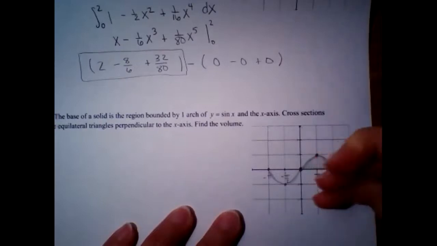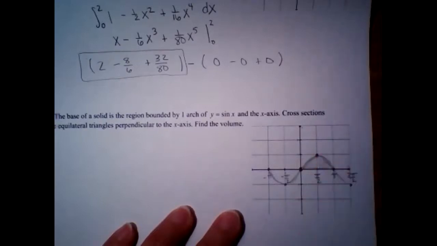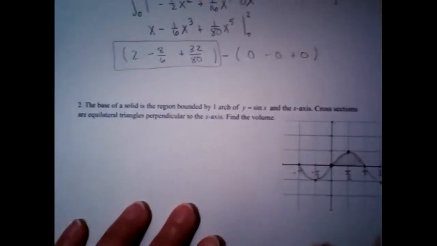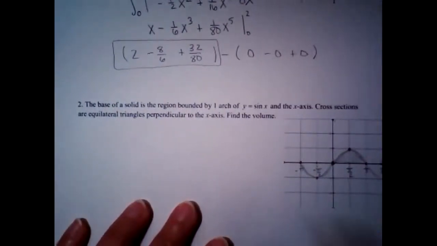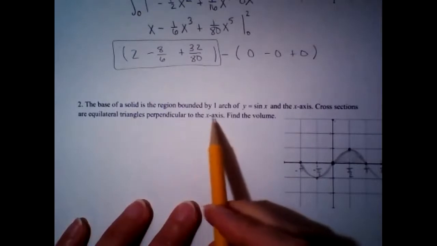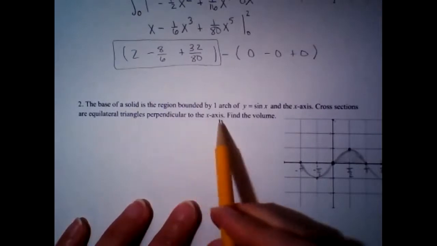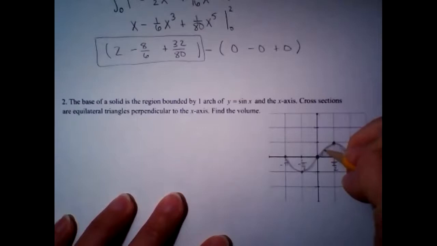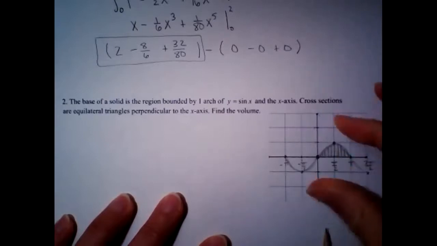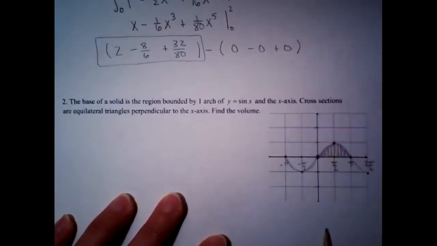And you have to imagine these shapes popping up out of the paper towards you. So it says cross sections are equilateral triangles perpendicular to the x-axis. That means it's going to be a dx problem. All of our triangles are getting sliced up this way. It's like you have this slice of bread. It's triangular though. These triangles are coming up out of the paper towards you.